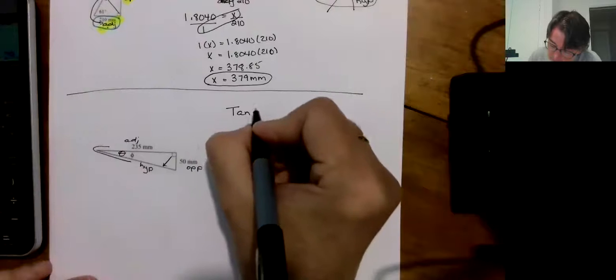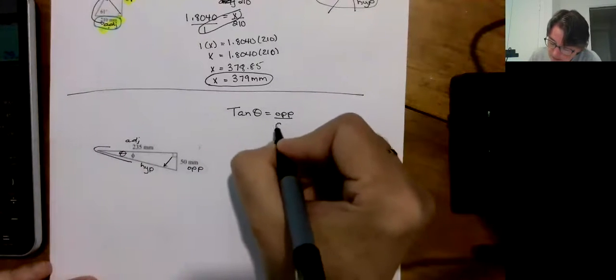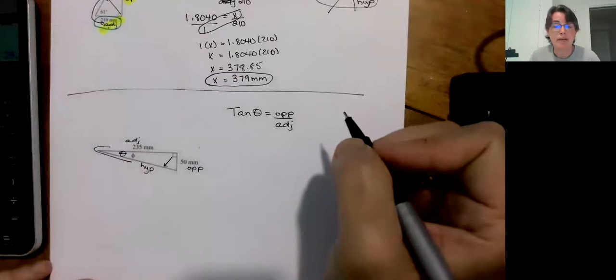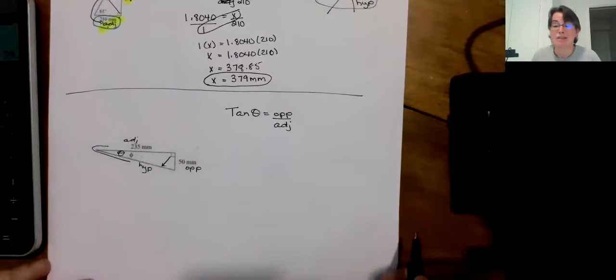Tan theta is equal to opposite over adjacent. Hey, you know what? You are one of my students. You will know my email. Look that symbol up, send me the answer, and I will give you some kind of bonus marks.